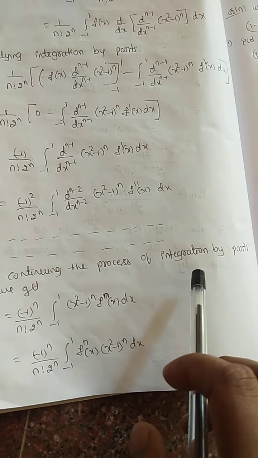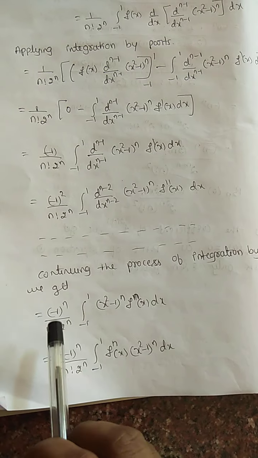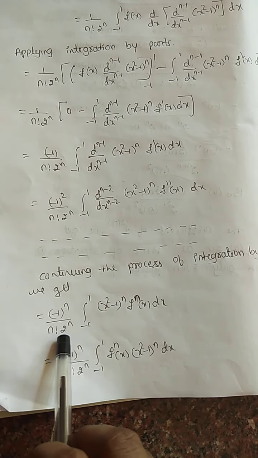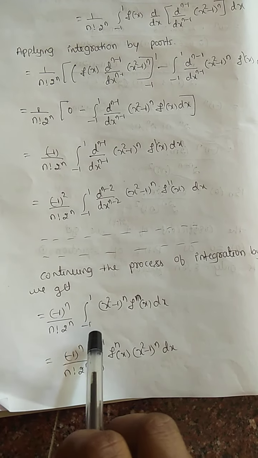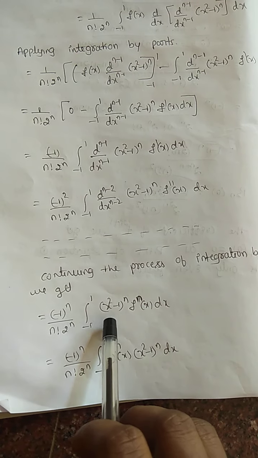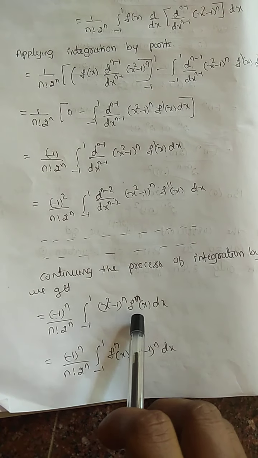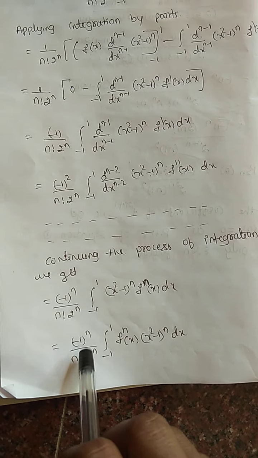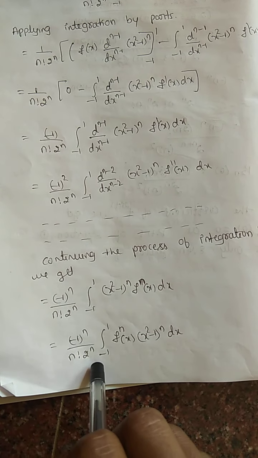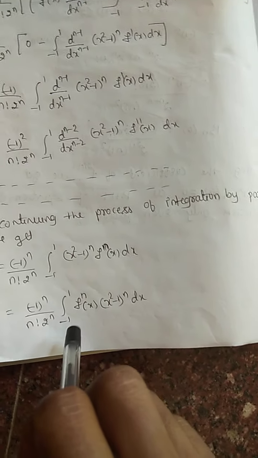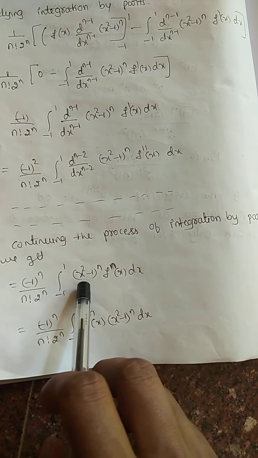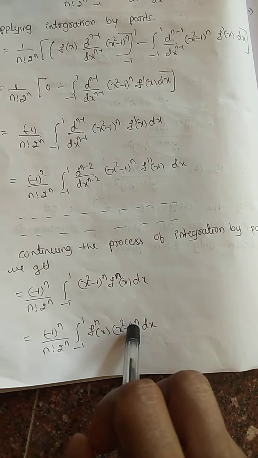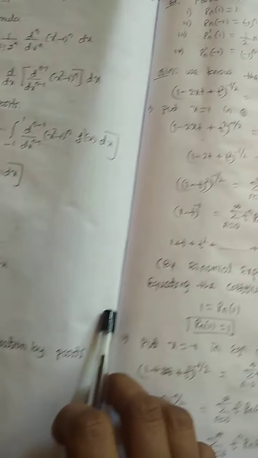Continuing this process of integration by parts, we get (-1)^n/(n! 2^n) ∫ from -1 to 1 of (x²-1)^n f^n(x). That equals (-1)^n/(n! 2^n) ∫ from -1 to 1 of f^n(x) times (x²-1)^n dx.